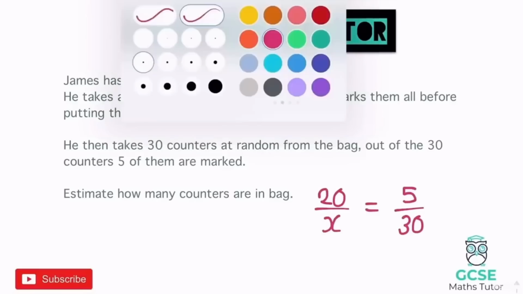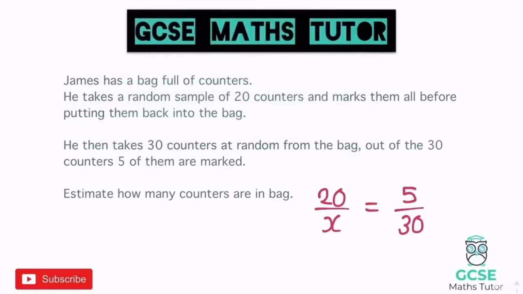So in order to work out that x value, we just have to think, okay, how do we get from 5 to 20? If these fractions are equivalent, we do that by multiplying by 4. So in order to get the number on the bottom there, we multiply this by 4, and that would give us 120. So our answer would be 120 counters.